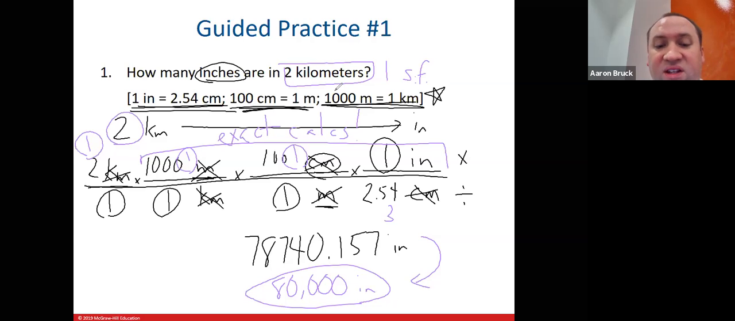Which means that that 78,740 is going to round up to 80,000 inches. Why can't we go higher than that? Why can't we pare down to something a little bit more precise? Because our initial measurement wasn't very precise. We can't make a measurement more precise via calculation than it was initially when we measured it. Any questions with regard to this first practice problem?